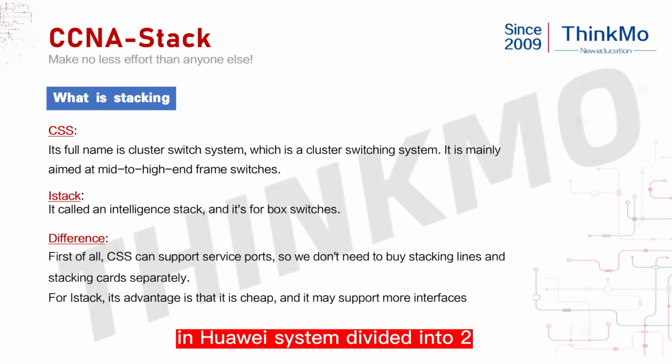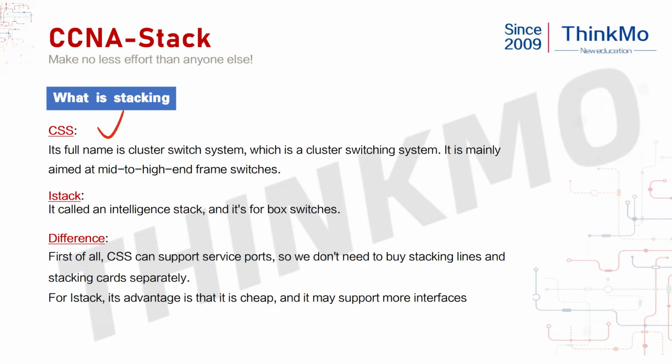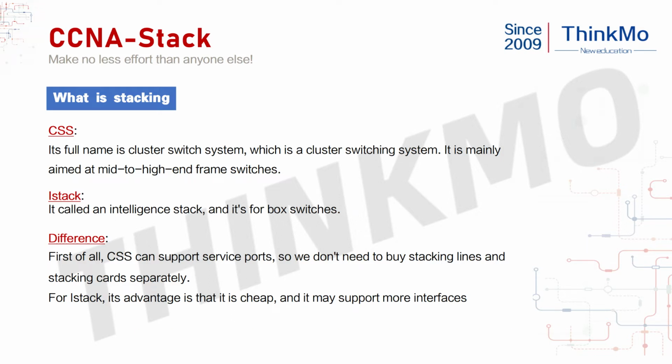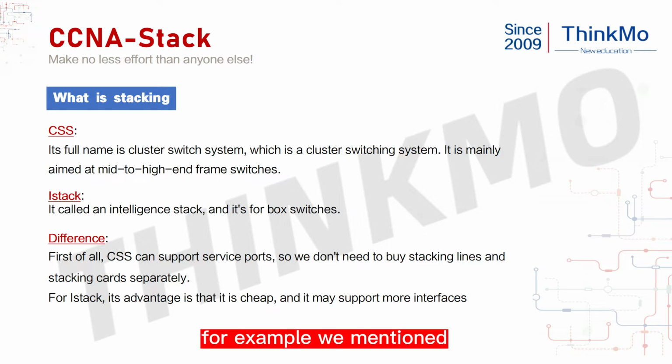In Huawei's system, stacking is divided into two types. One is CSS, called Cluster Switch System. It's a virtual chassis system, which Huawei usually calls a cluster. Of course, this cluster is not the cluster we mentioned on the server. It is an application-specific cluster, mainly aimed at mid-range and high-end modular switches, for example the CE series switches.